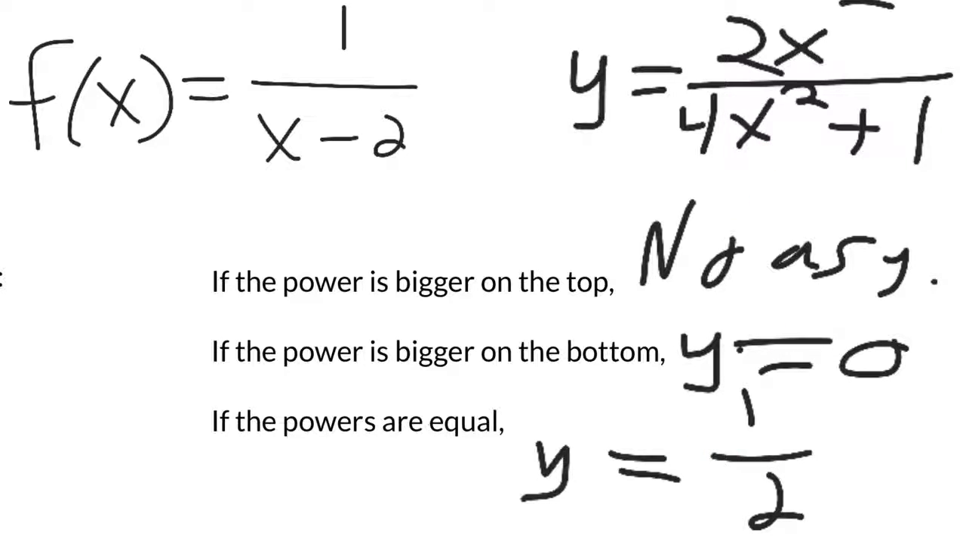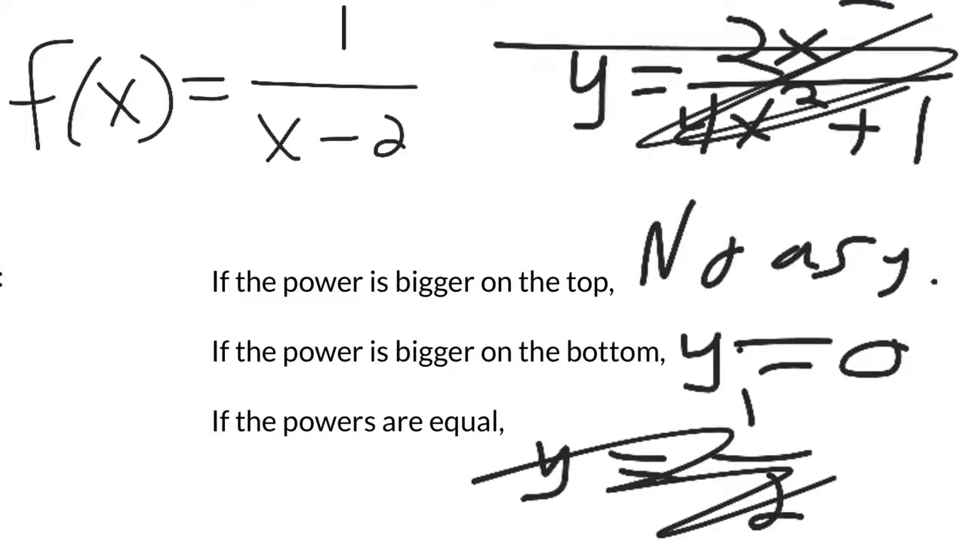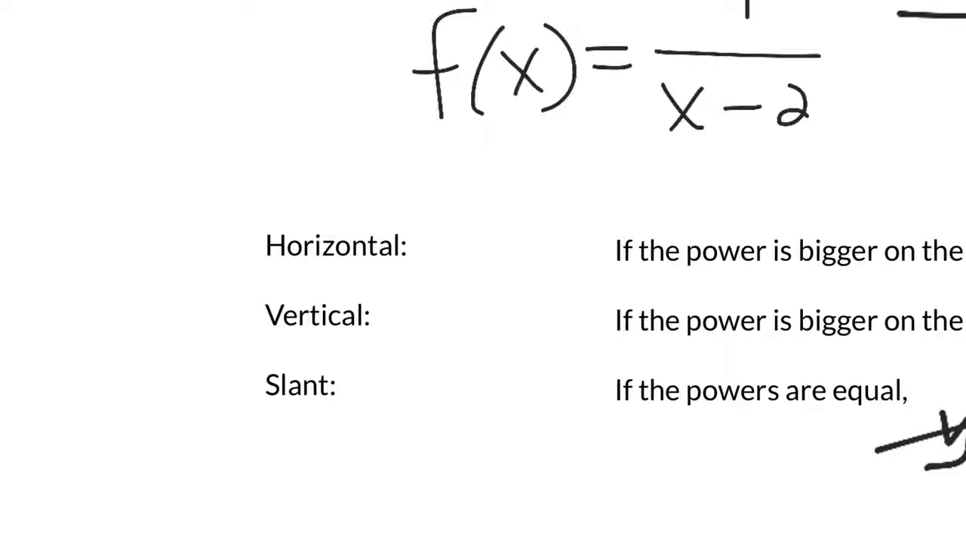Okay. But this isn't our problem. We're doing this one over here. We saw that the power is bigger in the bottom than it was in the top, so we say y equals 0 for a horizontal asymptote.